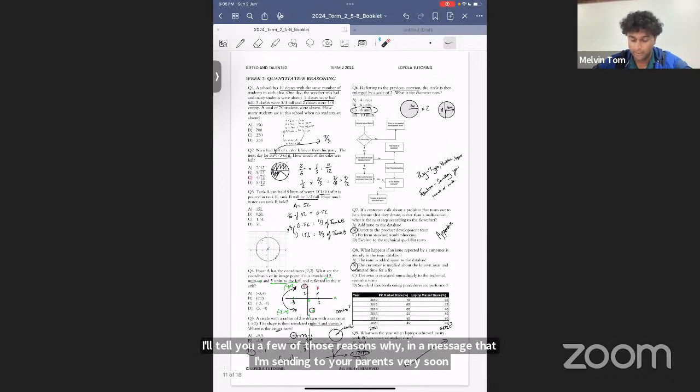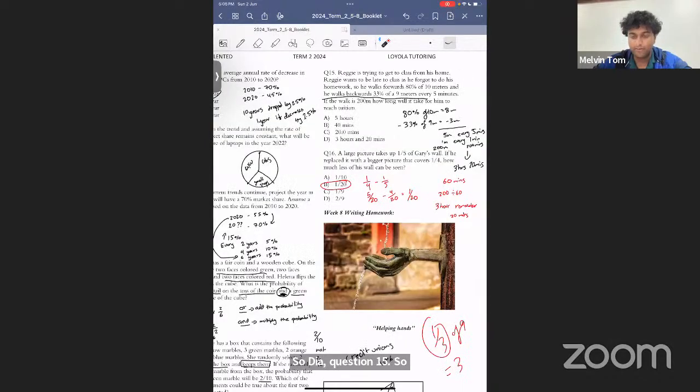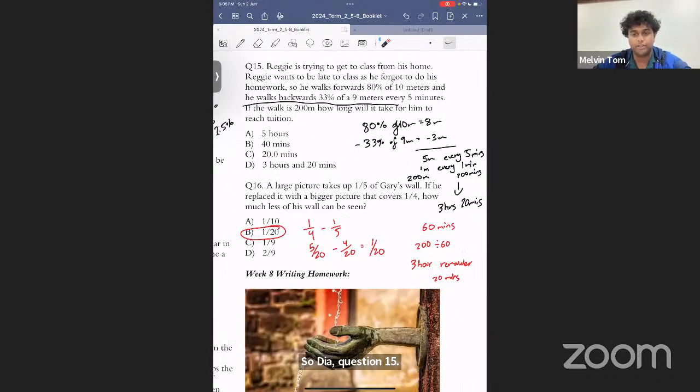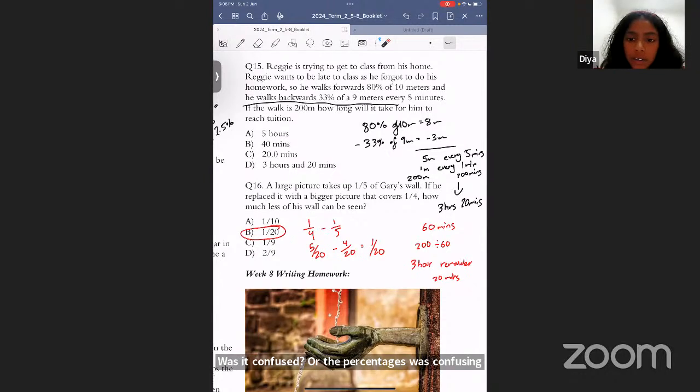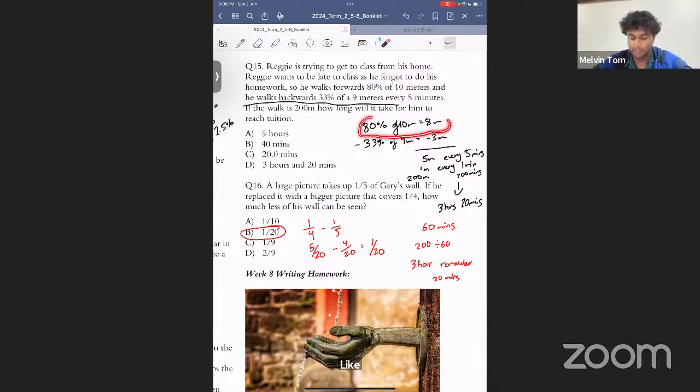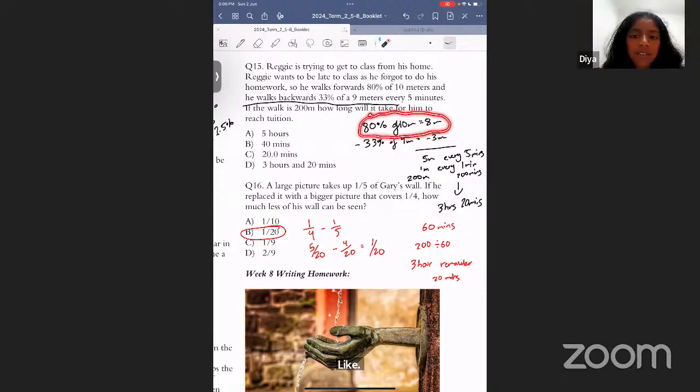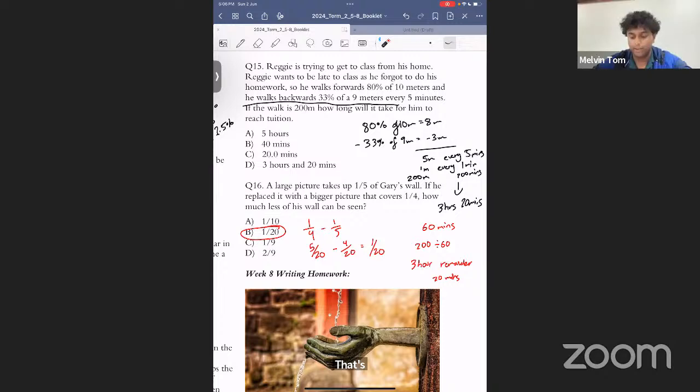So Dia, in question 15, what about the fractions was confusing? The percentages were confusing. I think it was like 5 meters every 5 minutes. How you got that? So starting off with this, do you understand what happened here? It's 80% of 8 meters. No, that's 80% of 10. 80% of 10 is 8. Do you understand how we got that?